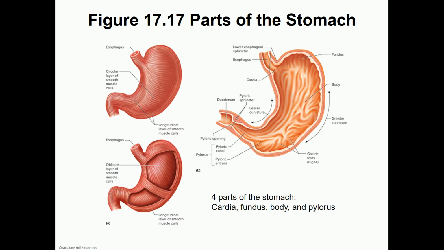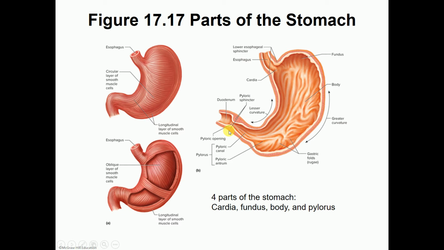The antrum has a very thick muscle layer. When it contracts, it has very strong contractions that will lead to the opening of the exit. That exit is known as the pyloric sphincter. And then there's the funnel-shaped area, the pyloric canal, that connects the pyloric antrum to the pyloric sphincter.